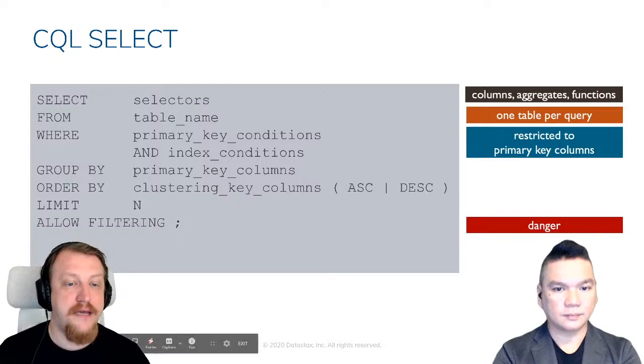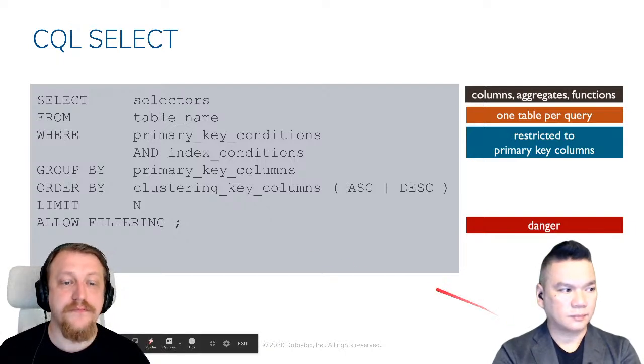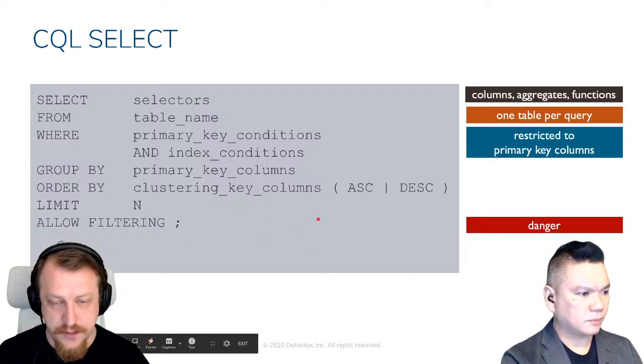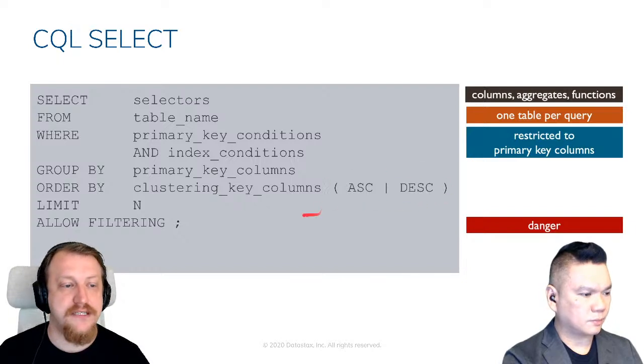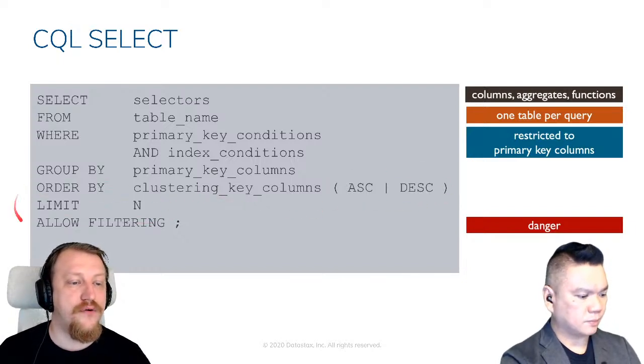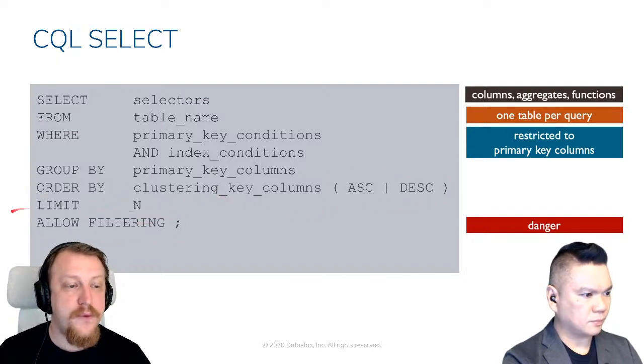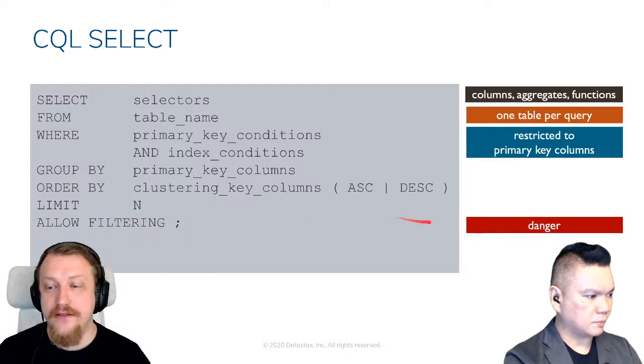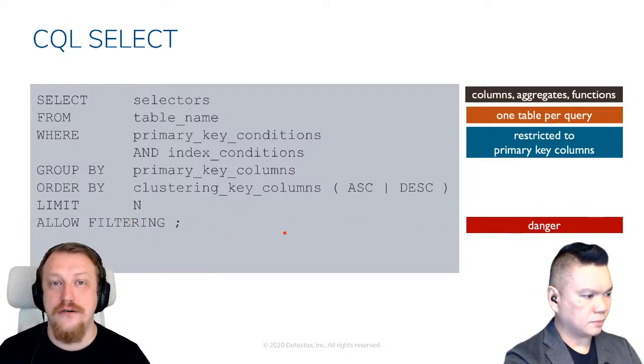Group by, again, clustering key columns. Order by, clustering key columns, ascending or descending. You can set limit as always. And finally, we have here allow filtering, and there is a big red label, danger. Why? Because it's a very dangerous statement.